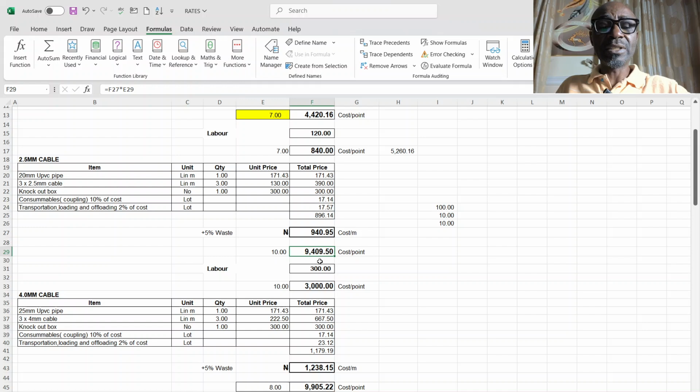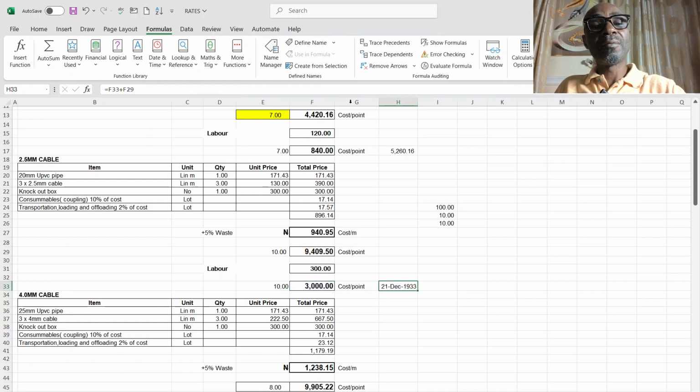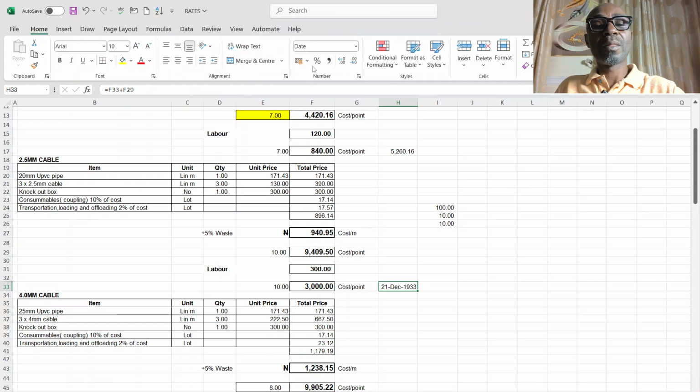Then the cost per point is now 9,409 plus 3,000, which is the cost for the labor. It gives me 12,409.00 per point.